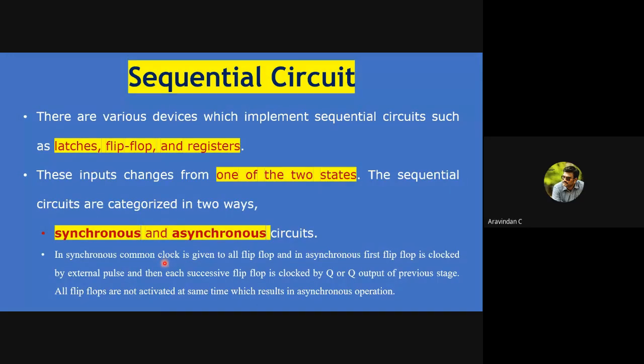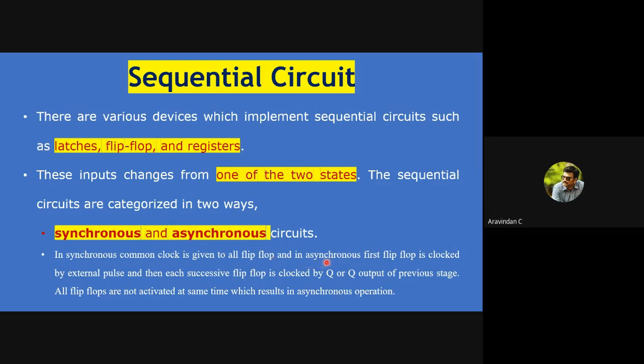What is synchronous? In synchronous, we're going to have a common clock given to all the flip-flops. For example, I'm going to have 4 different blocks. In those 4 different blocks, I'm going to give a single clock. The same wire is connected to all the 4 boxes.